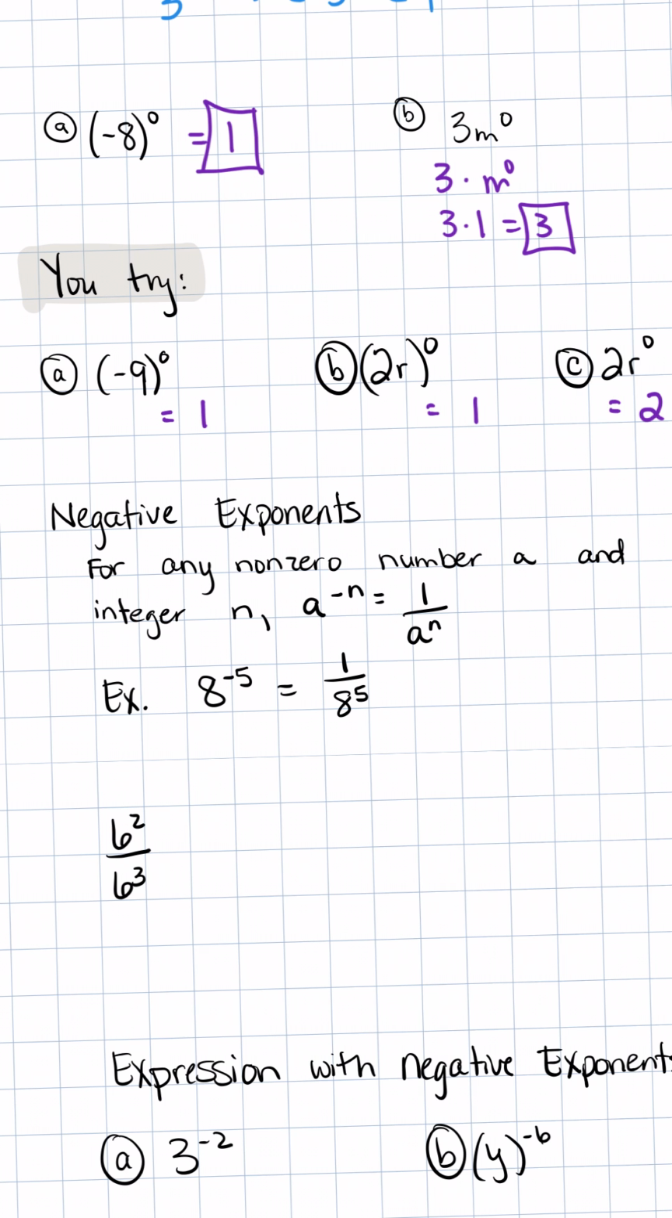Okay, so this first one you should have got 1. The second one, 1, because this whole thing here is grouped together. C, you should have got 2 as your answer, because this r to the 0 equals 1. And then you had to multiply that times 2. Therefore, you end up with 2.